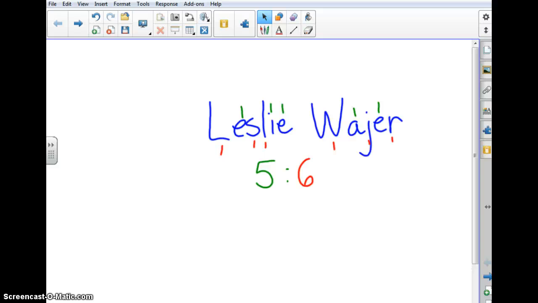Alexis? 6 to 6. Can that be simplified? To what? 3 to 3? But it can still be simplified. There was a number bigger than 3 you could have divided them both by. What's the biggest number that'll go into both 6 and 6? So it would have been 1 to 1. That's right.